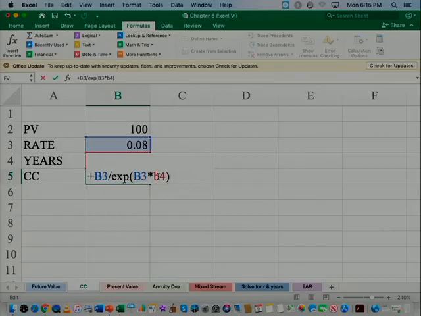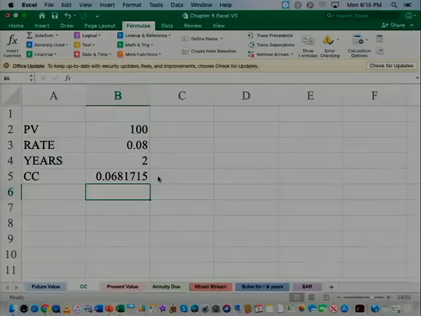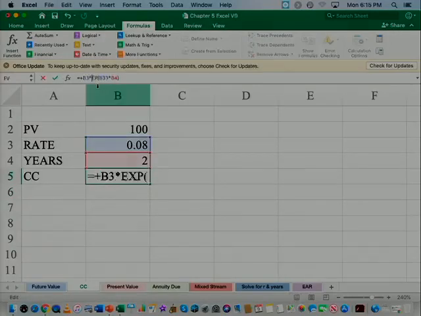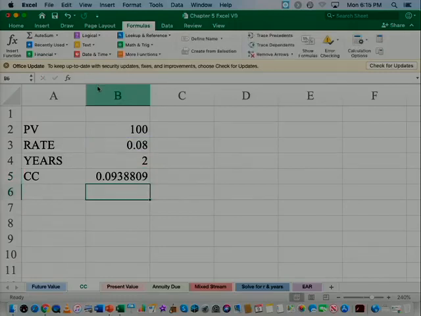EXP is the natural log? Yeah, I think so. Times EXP, okay. That should be, I did divide, it should be multiply. Okay. It's not working.